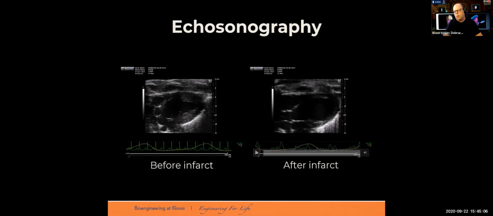And if you compare those two, for example, in terms of the ejection fraction values, one will be in a normal range of about 50, 60, 70%. This one on the right side, which is after infarction, will be less than 40%. So how can we measure this?